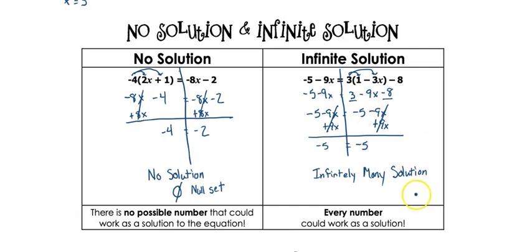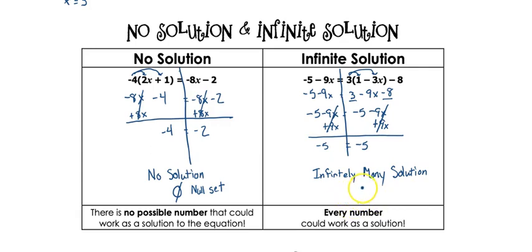Both sides would still be equal. You should try that. What if I put in 5? Still going to be equal. Infinitely many solutions means I can put any number in. It could even be a fraction. It could be 3/2, or it could be a decimal, 1.4. All real numbers are going to work for this equation.